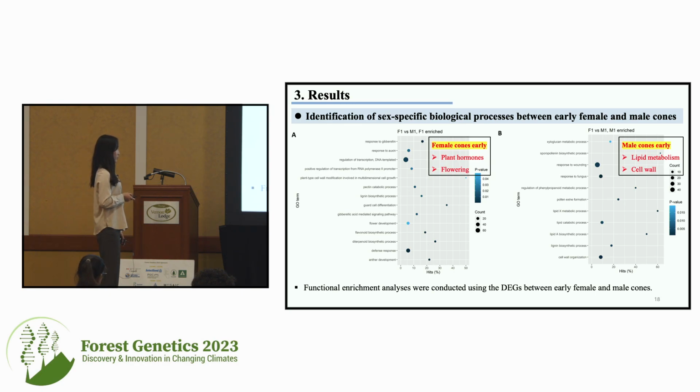Also, functional enrichment analyses were conducted using the DEGs between early female and male cones. In early female cones, GO terms related to plant hormones and flowering were predominantly activated, and in early male cones, lipid metabolism and cell wall related genes were predominant when compared with early female cones.